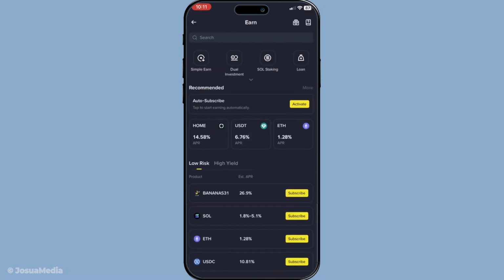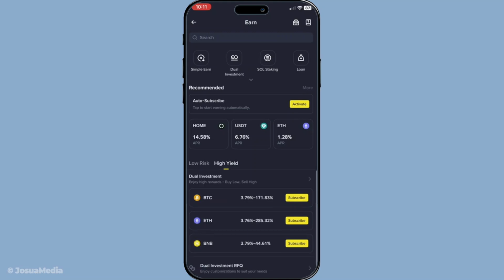If you're new to crypto investments or prefer playing it safe, low risk might be the way to go. Conversely, if you're aiming for higher returns and are comfortable with some risk, the high yield options could be more suitable. Moving forward, you will need to select the cryptocurrency that you want to invest in.